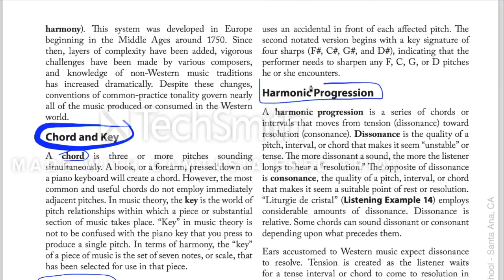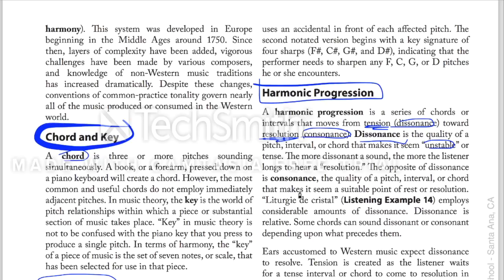Harmonic progression. Harmonic progression is a series of chords or intervals that moves from tension, dissonance, towards resolution, consonance. So tension means like conflict, and resolution is like peace, right? Dissonance is the quality of a pitch, interval, or chord that makes it seem unstable or tense. The more dissonant a sound, the more the listener longs to hear a resolution. So it can be like more of a conflicting sound, right?